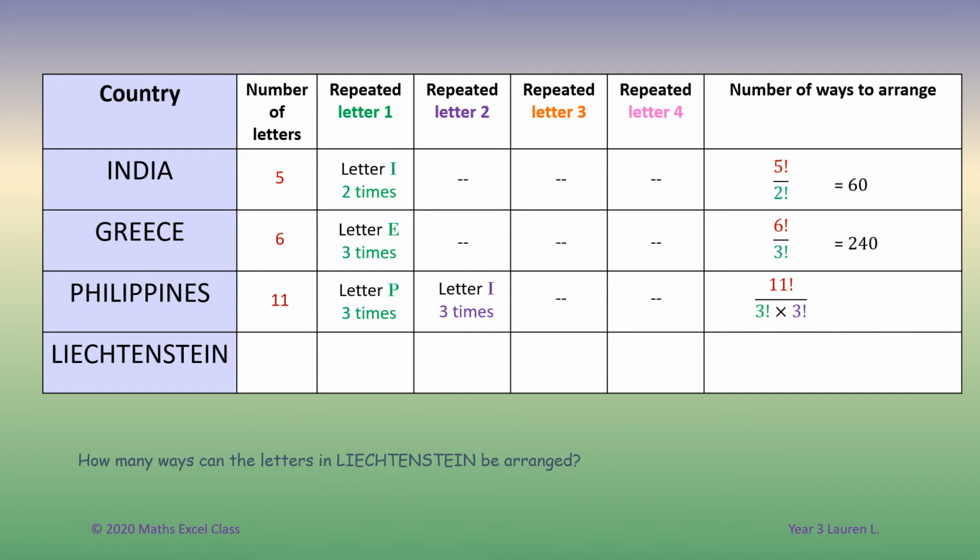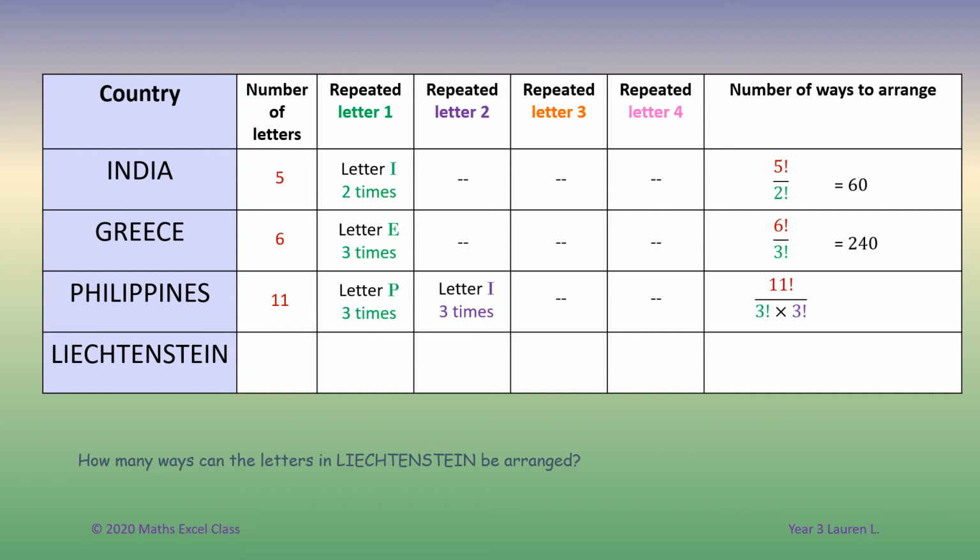But why do we have 3 factorial times 3 factorial? This is because letter P and letter I are 2 different things. You could rearrange the I's, but still keep the P arrangement the same. We cannot merge them together and say that P and I are the same letter. That would be an incorrect way to do it, and also would get you the incorrect answer.